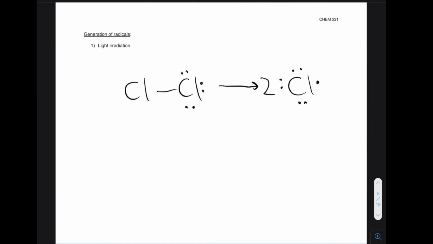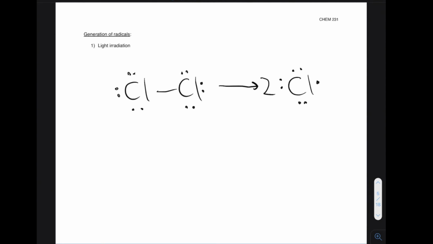How do we go from chlorine with a happy covalent bond, 8 electrons around it, and its outer shell having a good octet, to a chlorine atom with a radical? The way it happens is because halogens typically are much more readily able to undergo homolytic bond cleavage than other types of molecules.